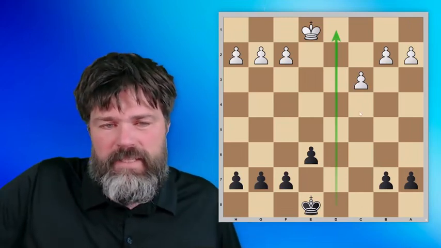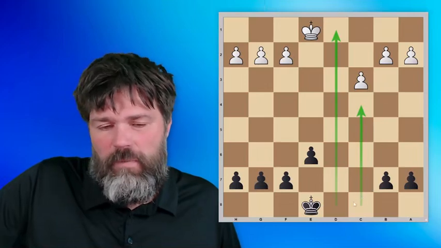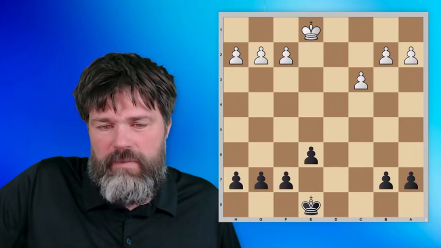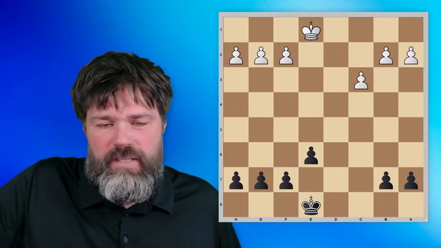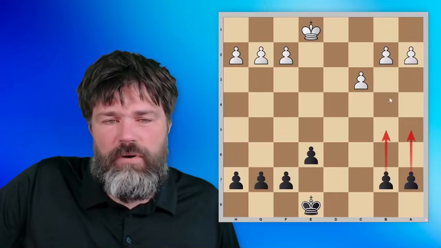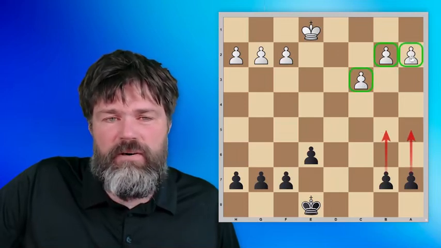The semi-open file, the c file, should also be quite useful for black, right? It's easy to imagine two rooks standing on d8 and c8 having quite some influence. But of course, the big thing for black, I would say, is the potential of pushing your pawns here and doing some kind of minority attack.